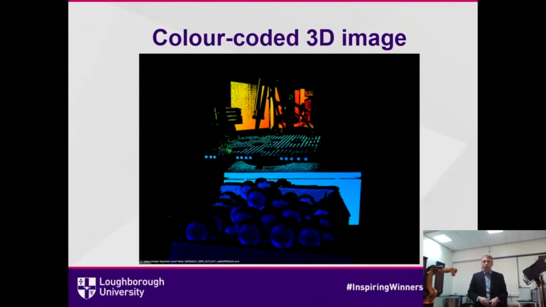Here's an example of one of those 3D images I've been talking about earlier on. It's color-coded, so this is the view from the scanner. You can see in front you have the tray with the wooden balls in. Those are colour-coded blue because blue indicates that those points are closer to the scanner. Going all the way through to the red screen at the back, that's colour-coded red because it's further away from the scanner.